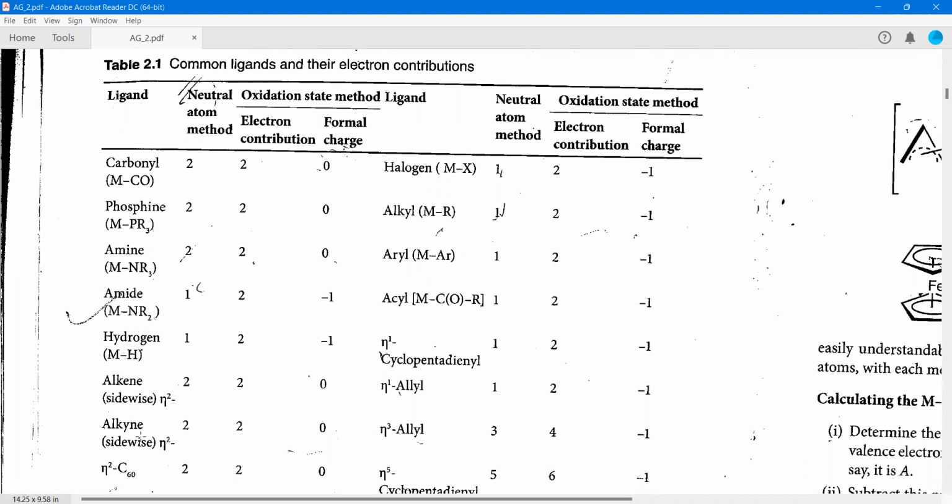So this Table 2.1 has listed a lot of ligands that are of importance to the study of organometallics. For example, carbonyl. The electron count is given according to both methods, the neutral atom method and the oxidation state method respectively, and the formal charge is also written. Both the electron contribution and formal charge are mentioned here. Now let us go one by one.